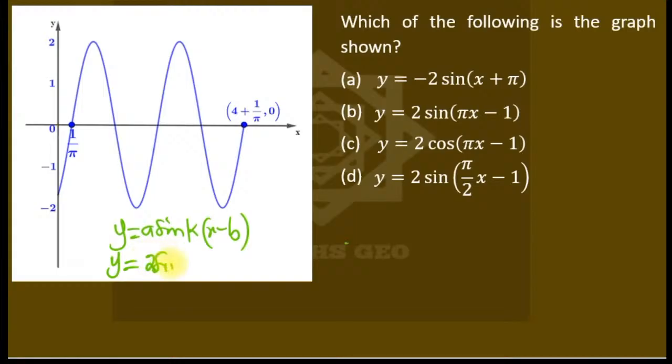So let's get k. How do you get k? We need to get the period. If you notice, one complete period is from here to here, but there is also another period that ends here. T is here, T is here. So we have 2 periods. This graph covered 2 periods, starting from this point.